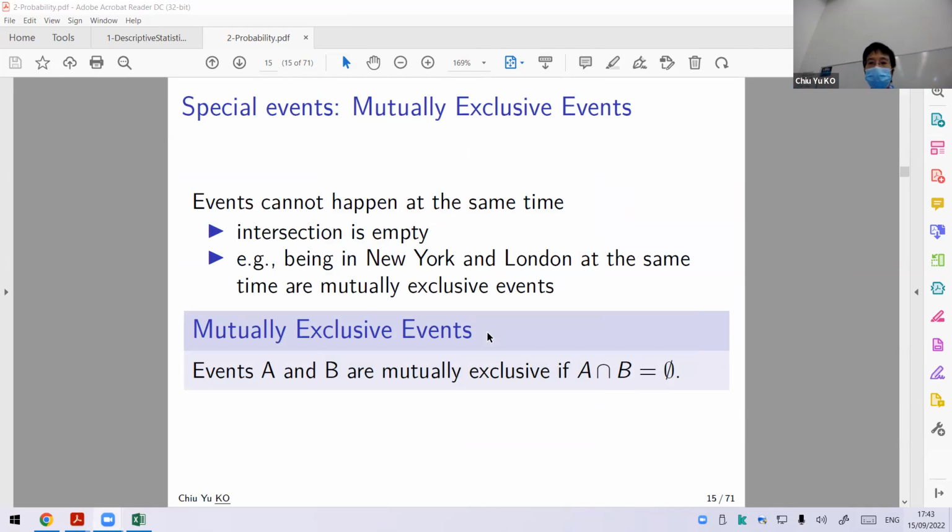If that is clear, we will have three different events that we will define, based on the idea of intersection and union. The first thing we want to say is mutually exclusive events. By the meaning, exclusive is exclude. Mutually exclusive means if one happens, the other cannot.